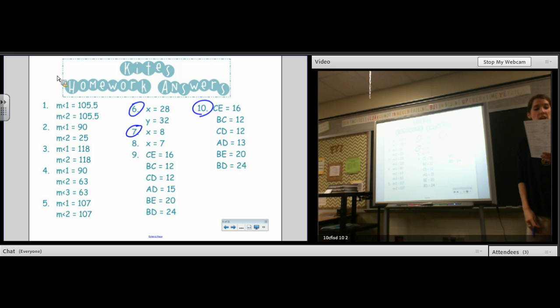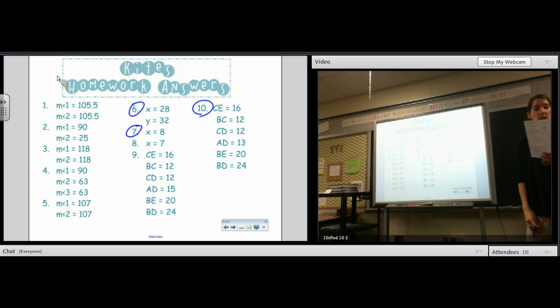Number 10. Sides, because we haven't talked about sides. So let's talk about sides real quick. AB is 13, AC is 5, and AE is 21. Is it okay if I go ahead and subtract? 21 minus 5 is 16. Cool.